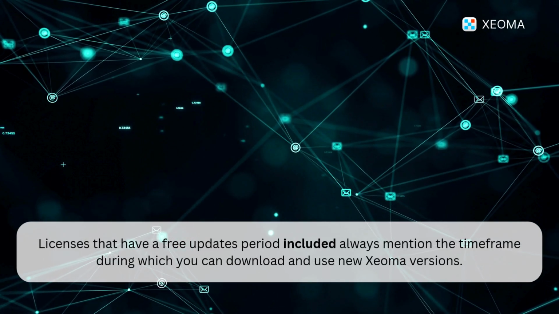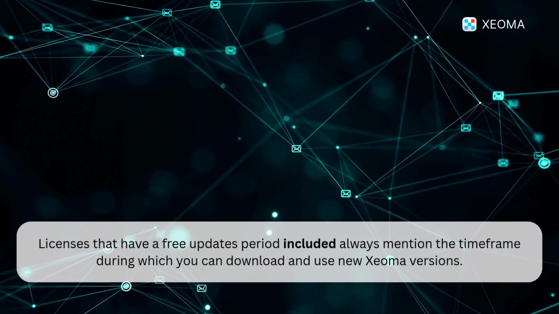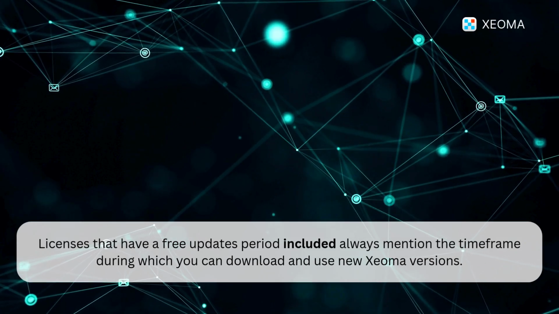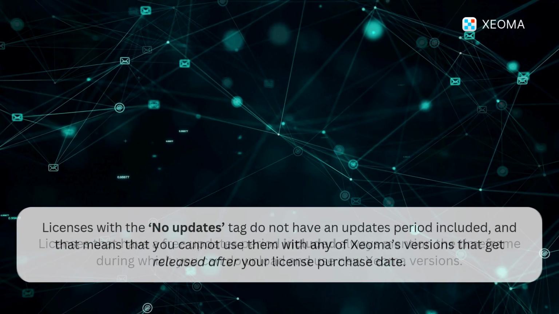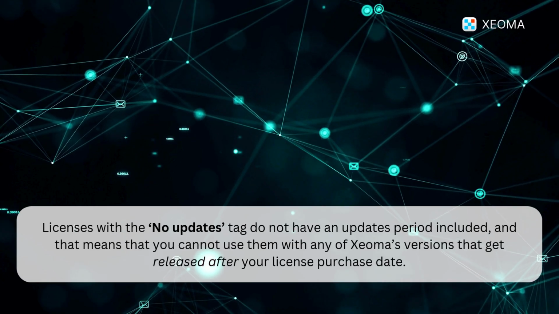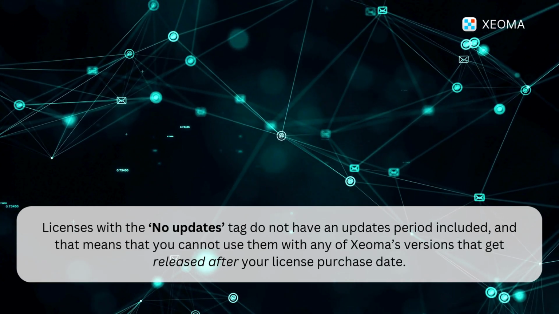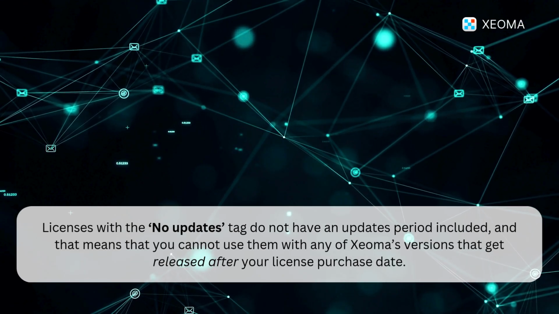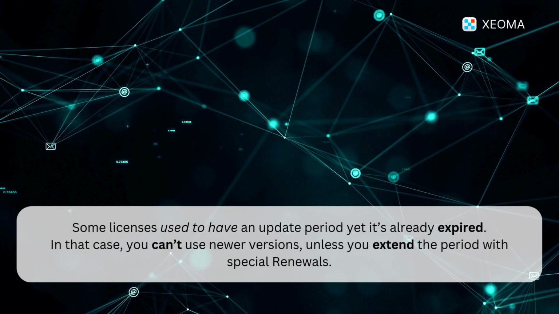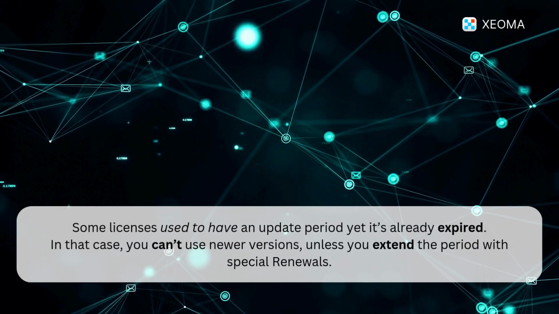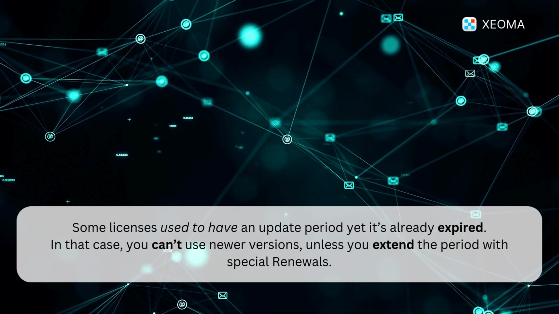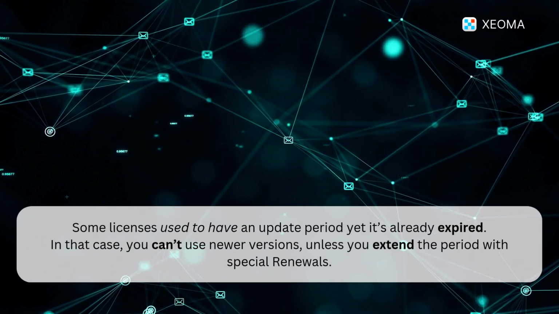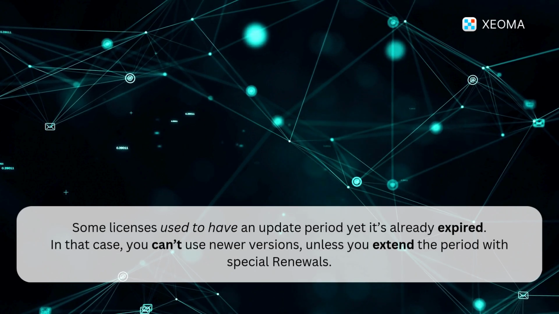Licenses that have a free updates period included always mention the timeframe during which you can download and use new Xeoma versions. Licenses with the "No Updates" tag do not have an updates period included, and that means that you cannot use them with any of Xeoma's versions that get released after your license purchase date. Some licenses used to have an update period, yet it's already expired. In that case, you can't use newer versions unless you extend the period with special renewals.